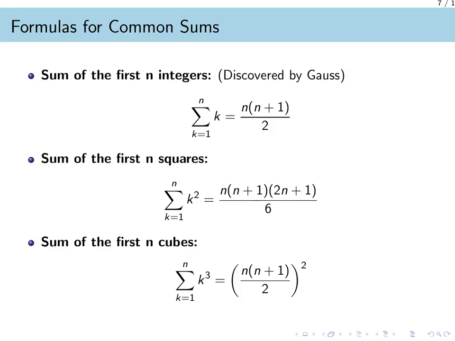Finally, the third formula is for the sum of the first n cubes. This sum from k equals 1 to n of k cubed has a nice connection to the first formula. It is simply the square of the sum of the first n integers. These formulas are powerful tools. They allow us to take a lengthy summation and replace it with a compact algebraic expression that only depends on n, the number of terms.